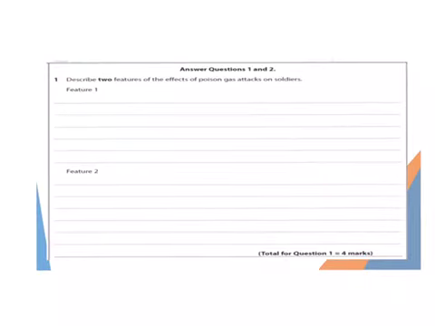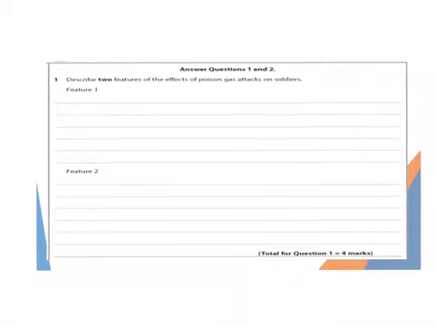The question will start with the three words Describe Two Features, followed by of. The next bit will be the topic that it wants you to give two features of. In this case, on the paper The British Sector of the Western Front, it wants to know about the effects of poisonous gas attacks on soldiers.